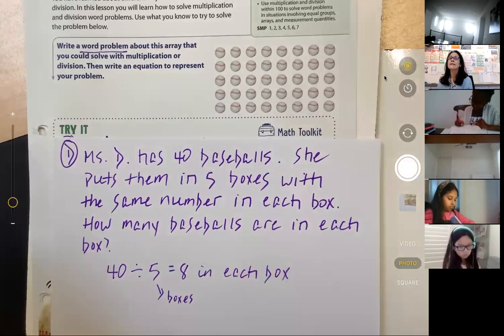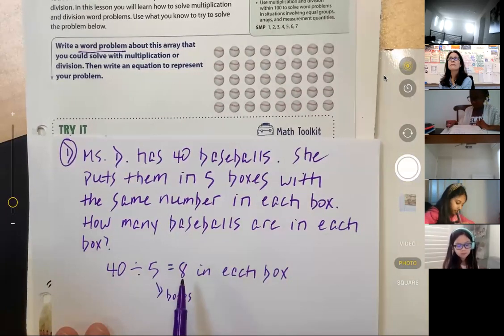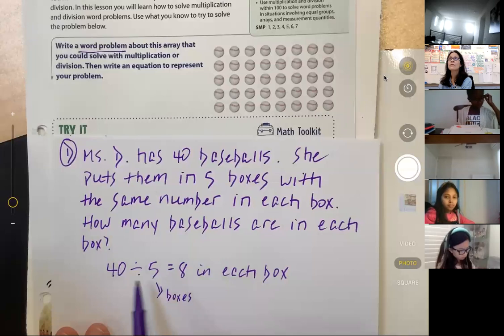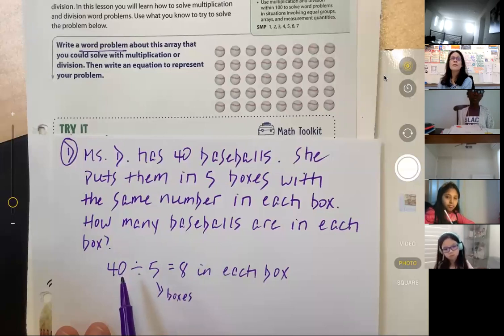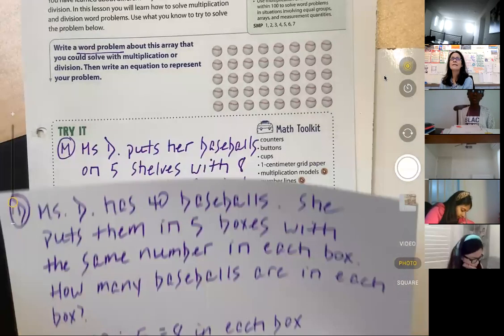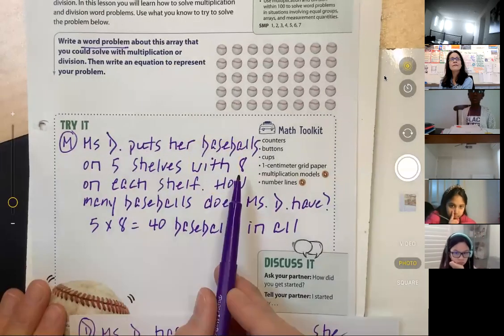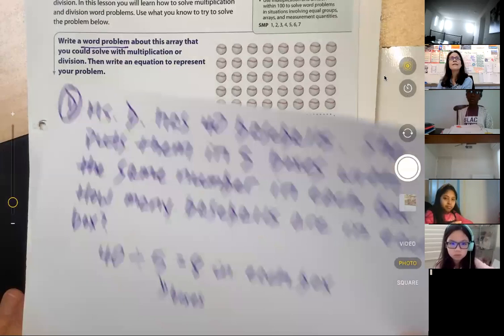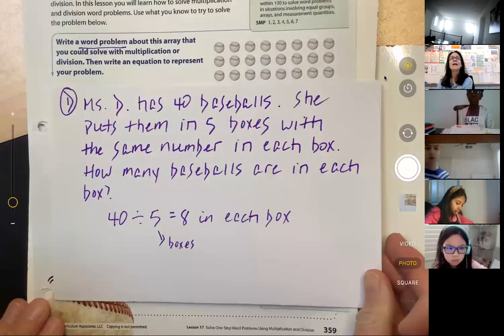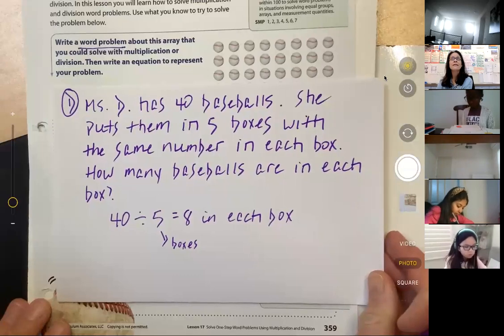Now, the inverse operation says that we can take how many are in each box, multiply that by how many boxes there are to come up with the total amount of 40. And if you compare that to the multiplication problem that we just created, 5 shelves, 8 on each shelf, 40 total baseballs. You can see the relationship or the fact family with these numbers: 8, 5, and 40.